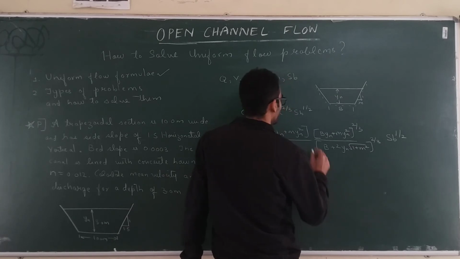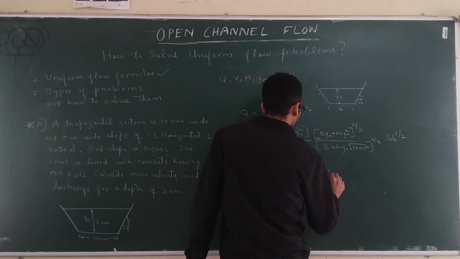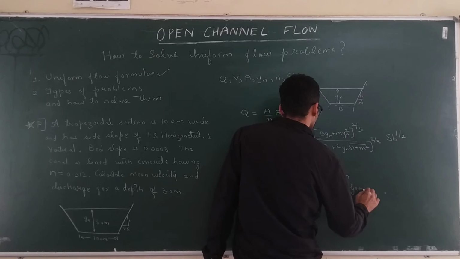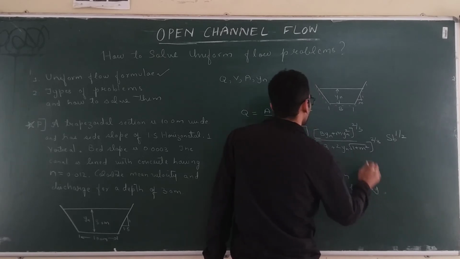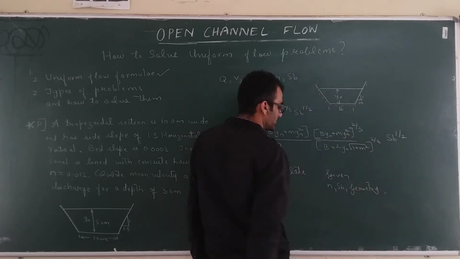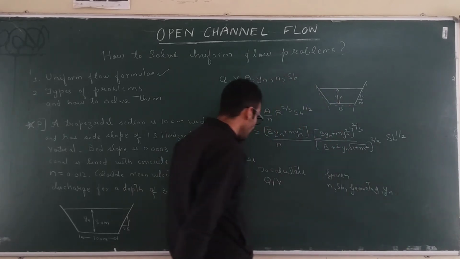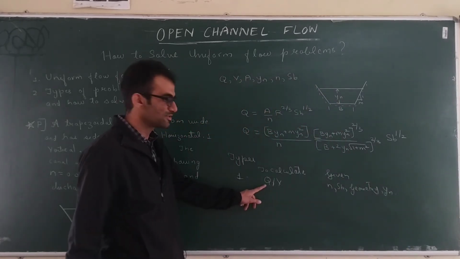So what will be given? Other parameters. You will be given, suppose, Manning's constant, bed slope, and geometry. Geometry means your base width, side slope, etc. That will be given, and your normal depth will be given. So you can calculate this discharge or velocity.